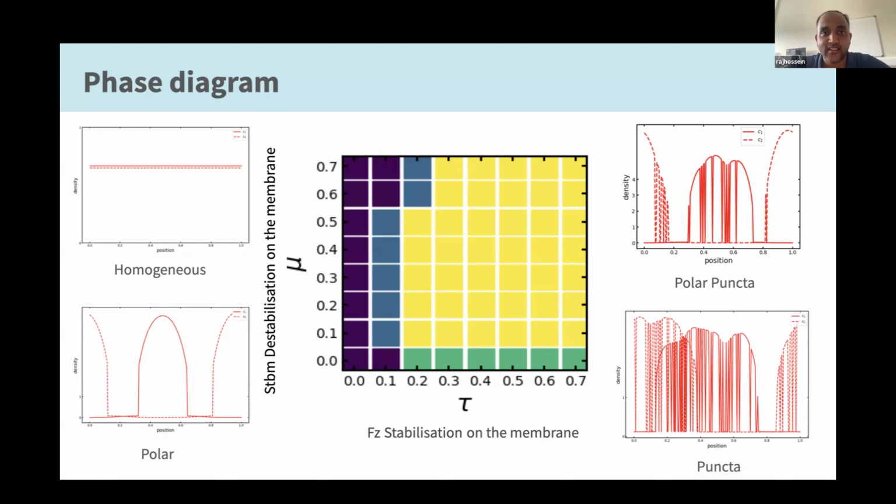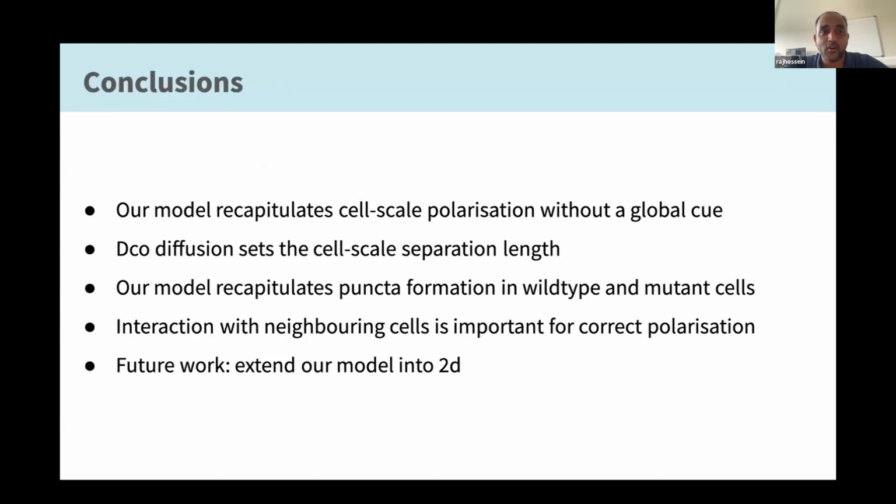So these are the results, and our conclusion is that our model recapitulates cell scale polarization without a global cue, without any initial bias, from random initial conditions, and DCO diffusion sets the length scale of the separation of these molecules. Our model also recapitulates the puncta formation in wild type and in mutant cells. Interaction with the neighbor cells is important for correct polarization. Future work is extending this 1D model into 2D using the software we have.